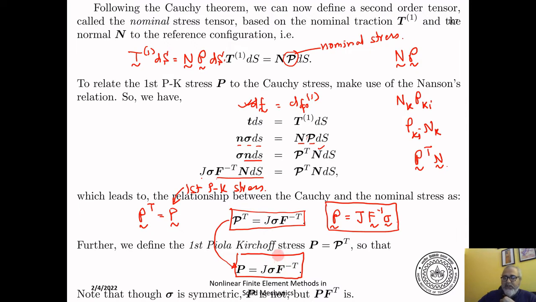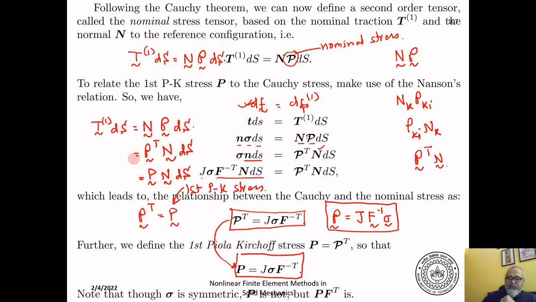When you use the first Piola Kirchhoff stress, remember that T1 dS was nP dS. So this is the nominal stress. This can be written as P transpose n dS, which is equal to P n dS. So the traction for the first PK stress is P n dS, and for the nominal stress, it's NP dS. So that's the difference between the two. Most of the time we will use first PK stress, not the nominal stress, but this is to remember.